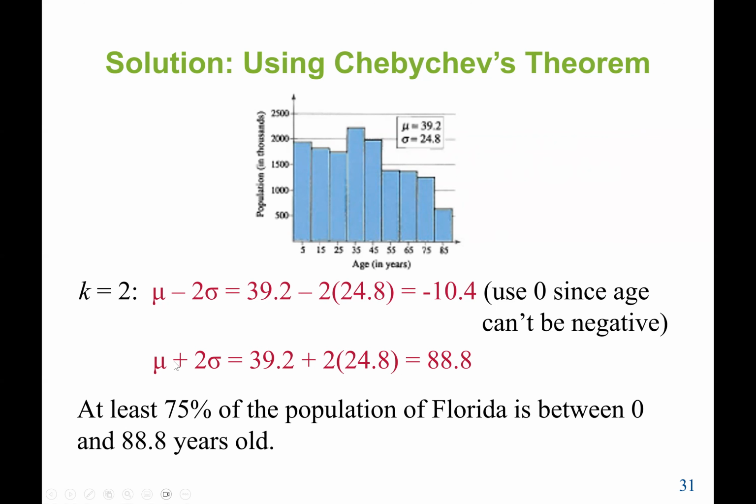Then the mean plus 2 standard deviations will be 39.2 plus 2 times the standard deviation 24.8, and that gives us 88.8. Since this is 2 standard deviations, 1 minus 1 over 2 squared gives us 75%. So here we can see at least 75% of the population of Florida is between, since we have a negative value here and age cannot be negative, we start from 0. So we say it's between 0 and 88.8 years.